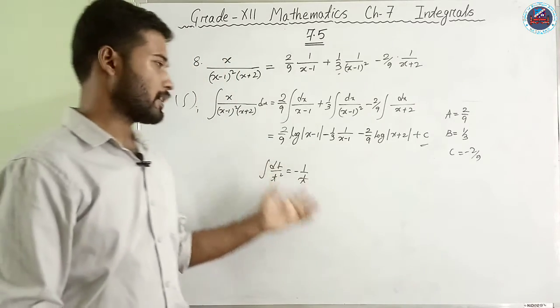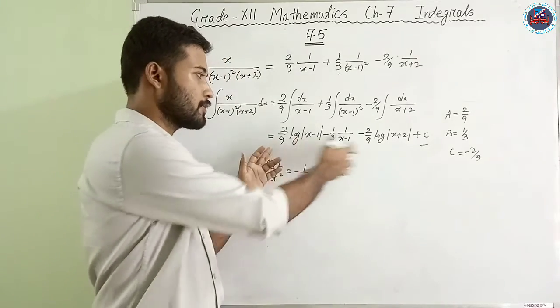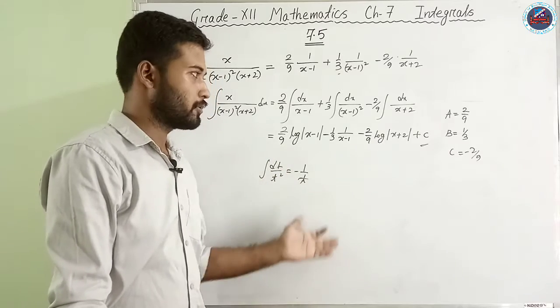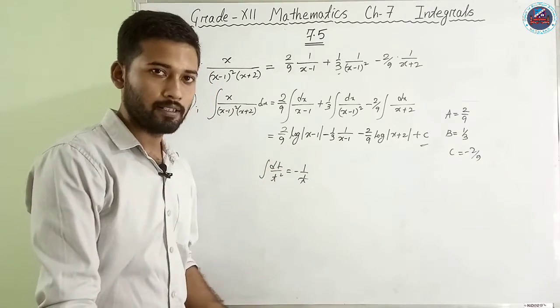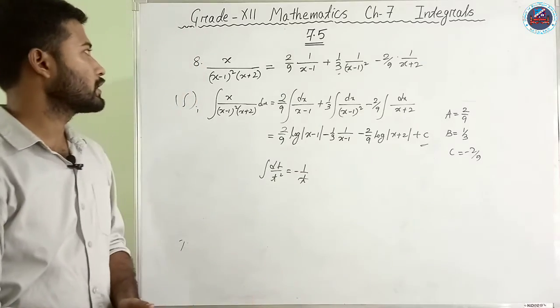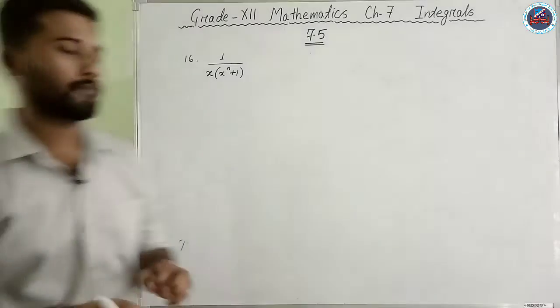Now if you want to mess with the book, you can just manipulate the things using the log formulas, and you make a different result also, that is fine, but the process should be correct. Okay, so this will be the end of this question.